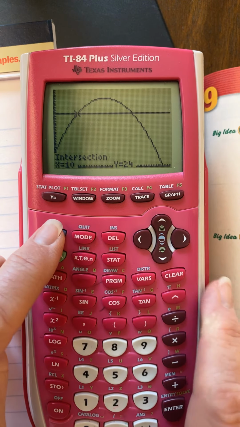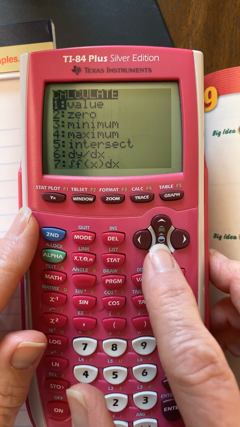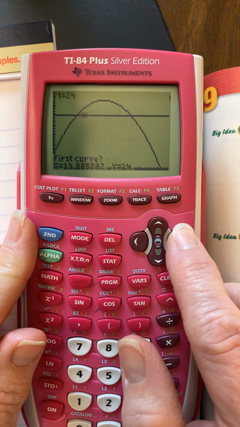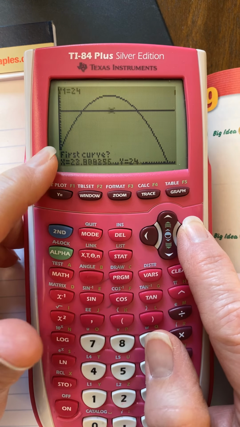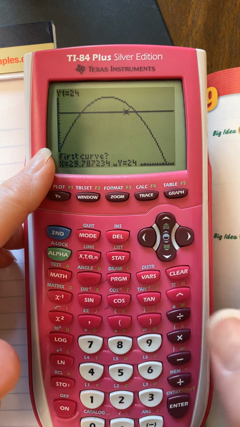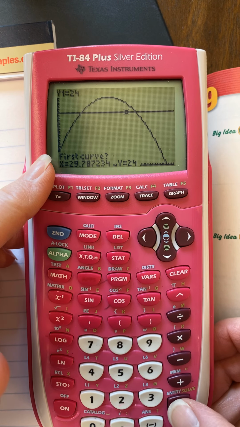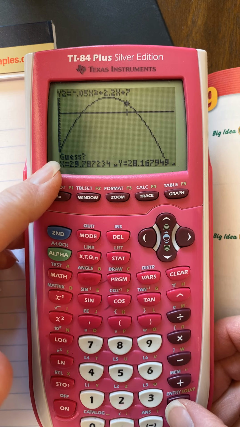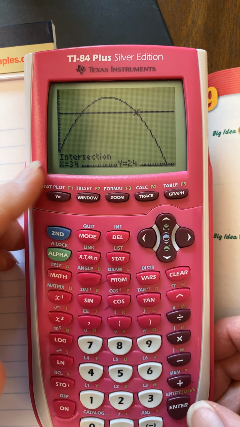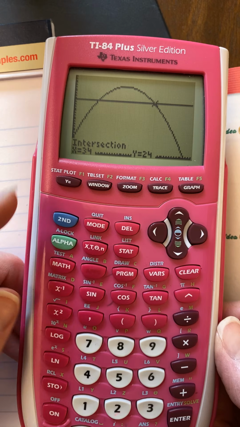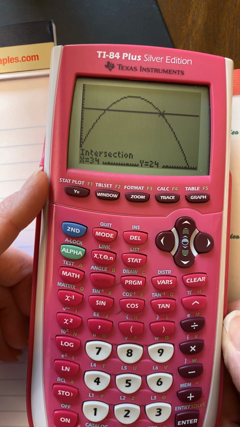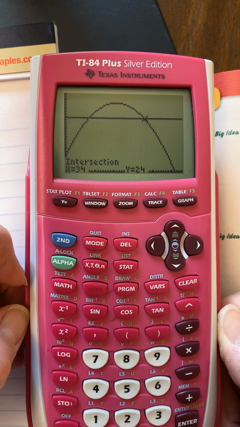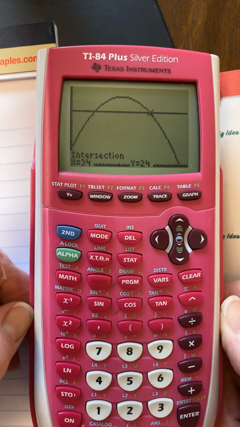And you can do it again. We can second calculate the intersection, but now I want to go over to this intersection, right? Do you see how it says first curve? As soon as you get close, you can stop, say, yep, I'm on my first curve. Am I on my second curve? Yep. Do I want to guess? No, thank you. And boom. The other answer is 34 years after 1990. You also will have $24 billion in sales.